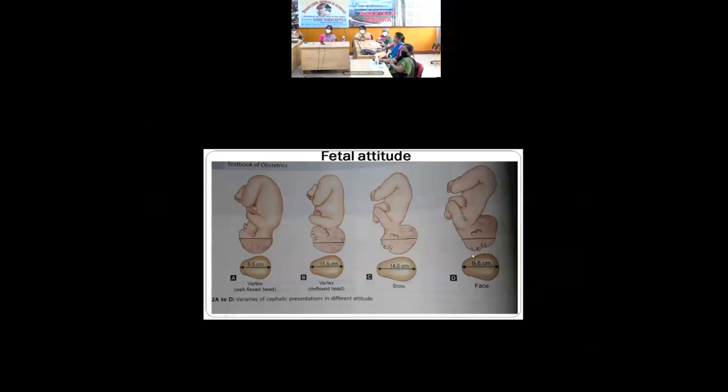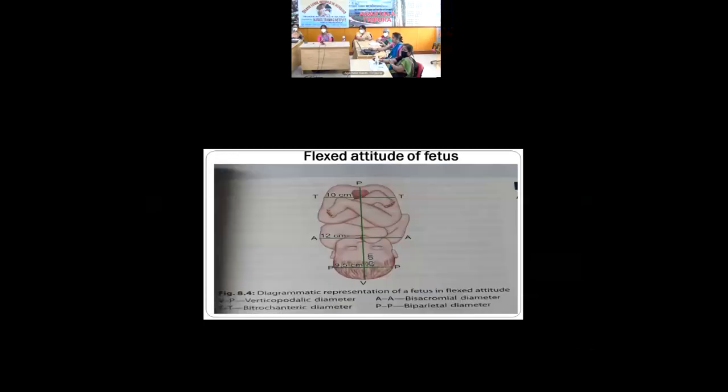And the baby's face is the presenting part here. It is face presentation. Here the diameter is submentobregmatic diameter, 9.5 centimeter. Submentobregmatic and suboccipitobregmatic, the both are same. Here the difficulty is here. Submentovertical diameter is the most, so it is difficult to deliver the baby normally. Here the flexed attitude, one example.